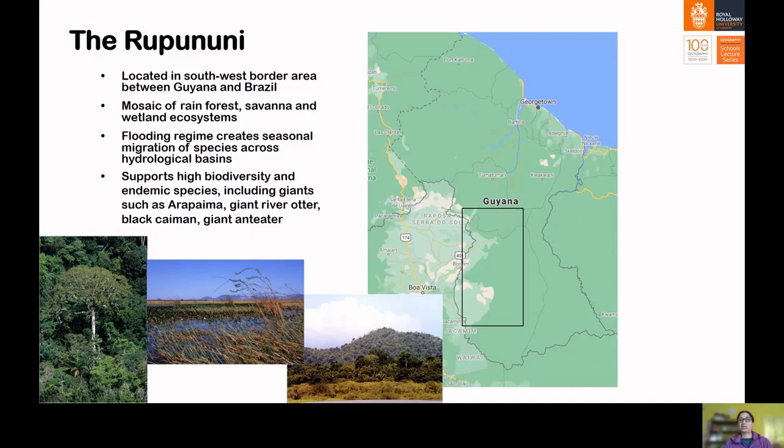Not only does this region support over 450 freshwater fish, for example, but it also has a lot of endemic species that you can only find in this place, that includes some of what they call the giants. They have the world's largest freshwater fish, which is called the arapaima. They have the giant river otter, they have black caiman, which are huge crocodilians, giant anteaters, etc.